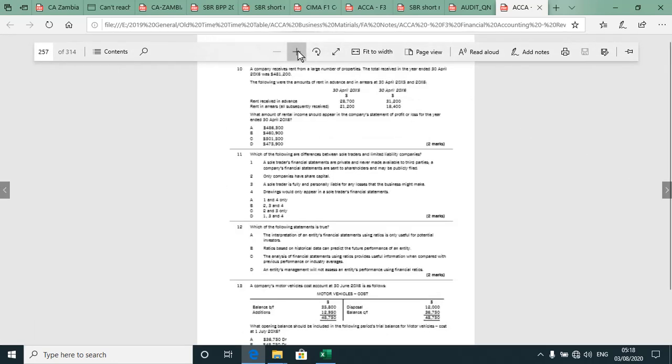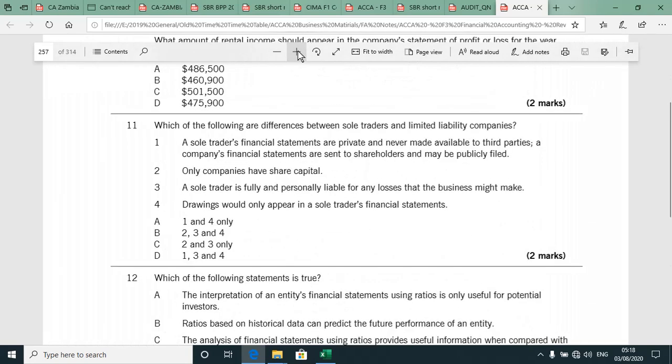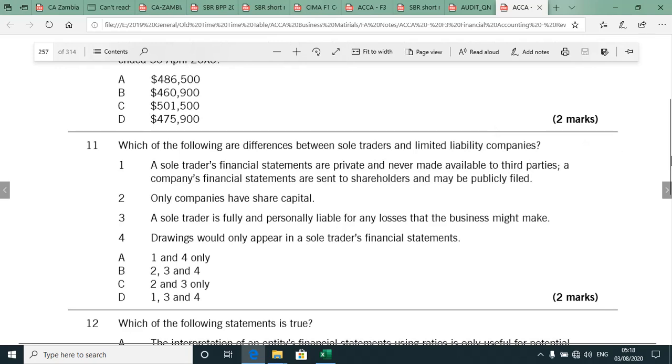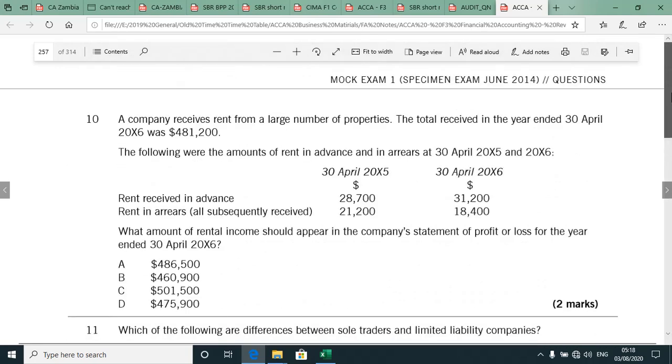I want to proceed to the next set of questions. I think today we can go all the way up to 15, and then I'll record another video for the other questions. Okay, so now we are dealing with again accruals and prepayments. I think this is also found under incomplete records.